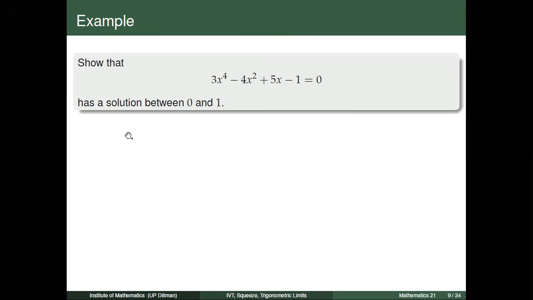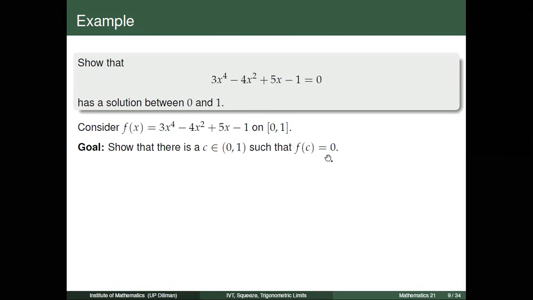But in this item, we are not asked to find the solution anyway. We are just asked to show that there is a solution to the equation between 0 and 1. And that is where the intermediate value theorem comes in. Now, from the item, it seems that we must apply the intermediate value theorem to the function f of x equals this expression, and the closed interval 0 to 1. Okay, and we want to show that f of c equals 0 for some c between 0 and 1.